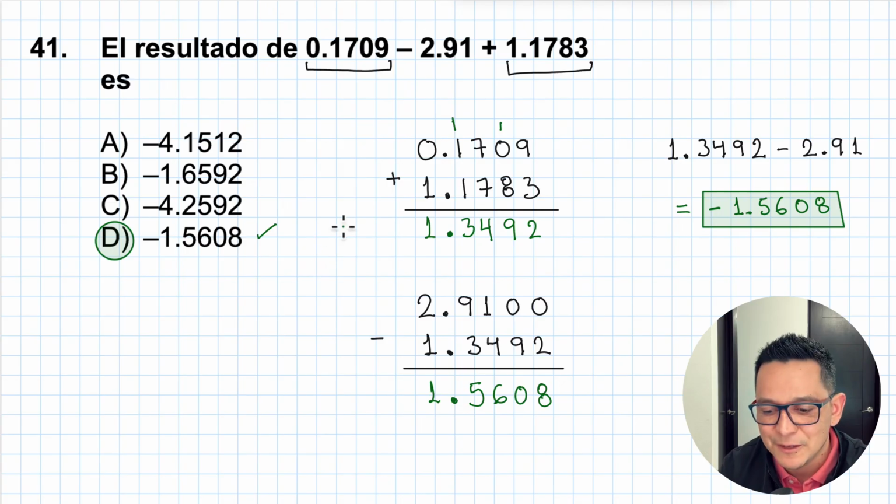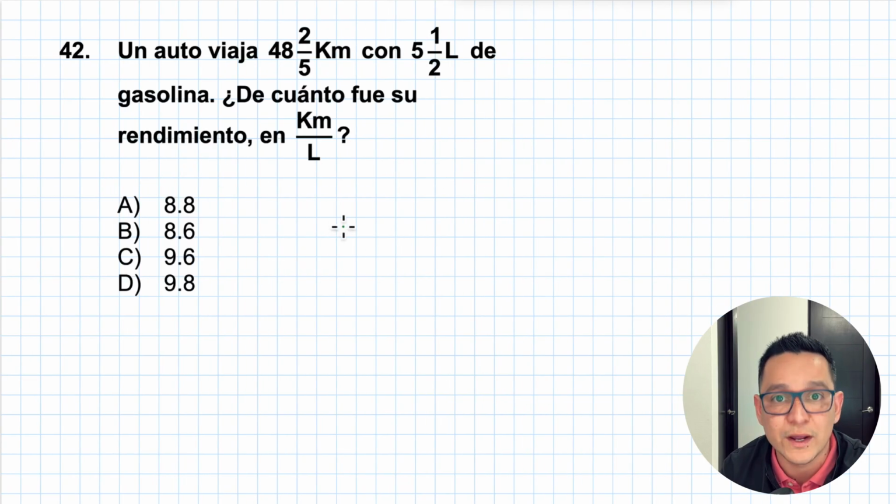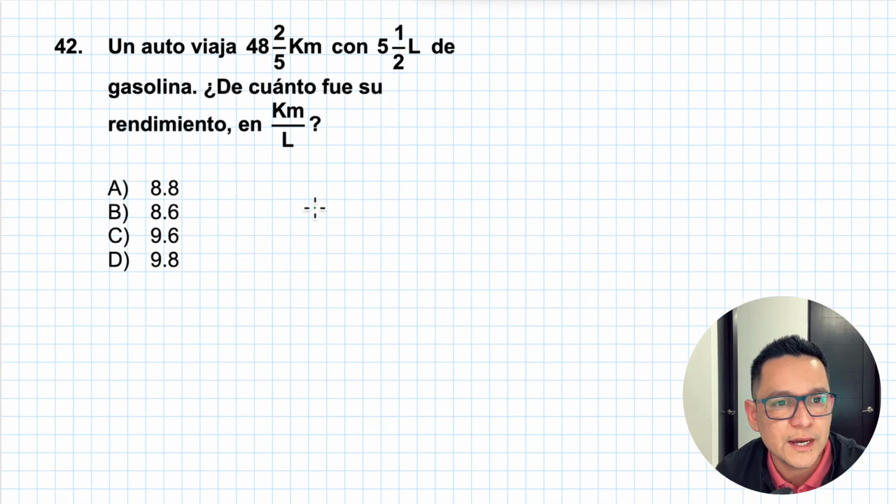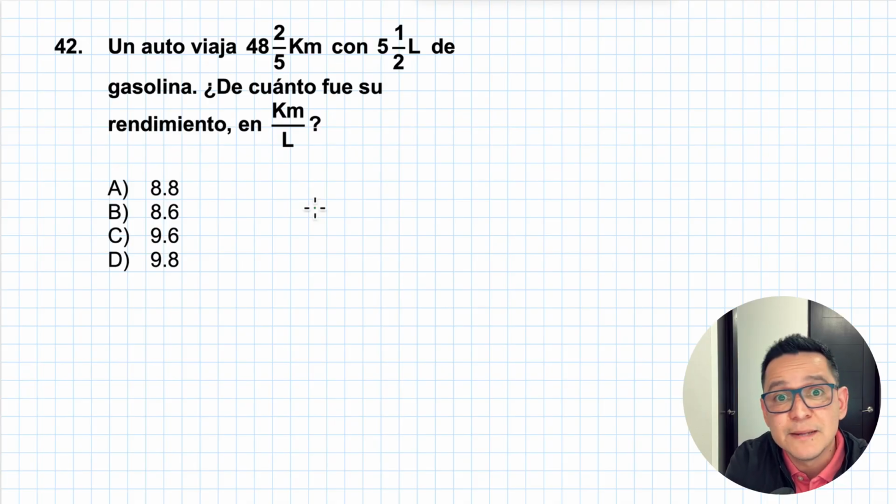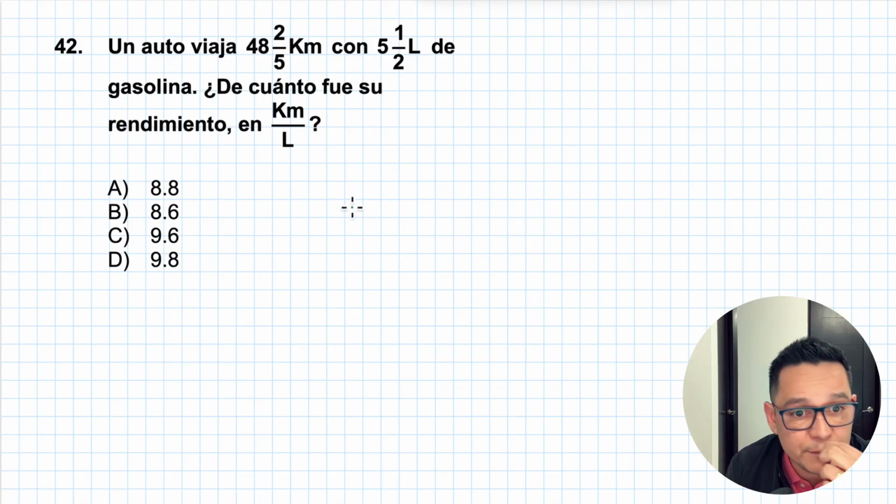So let's move on. Let's go now with exercise number 42, which says a car travels 48 2/5 of a kilometer with 5.5 liters of gasoline. What was its efficiency in kilometers per liter? All right, let's go. The first thing we should notice is that here they are asking us for the efficiency in kilometers per liter. So, what I have to do exactly is divide this number of kilometers by this number of liters. So let's see. Let's go ahead and write down what I'm saying.